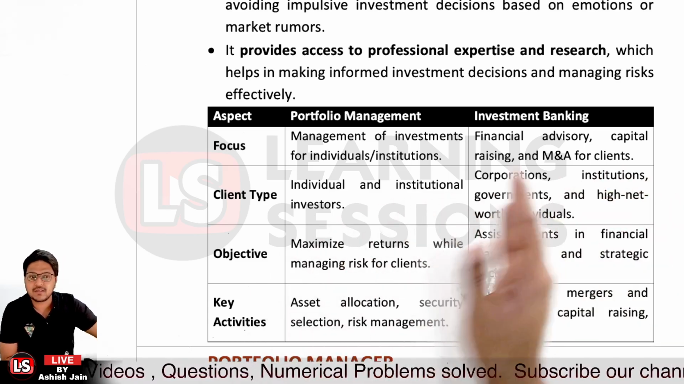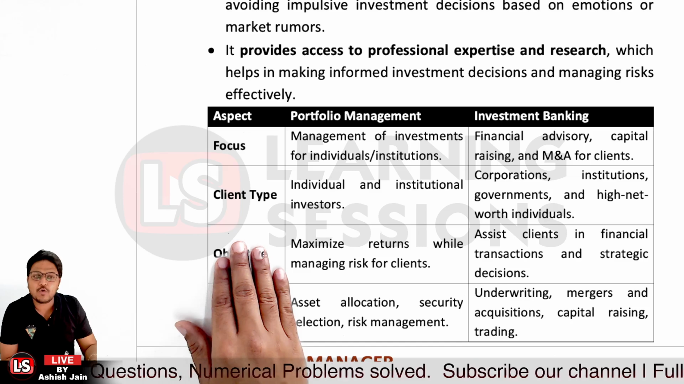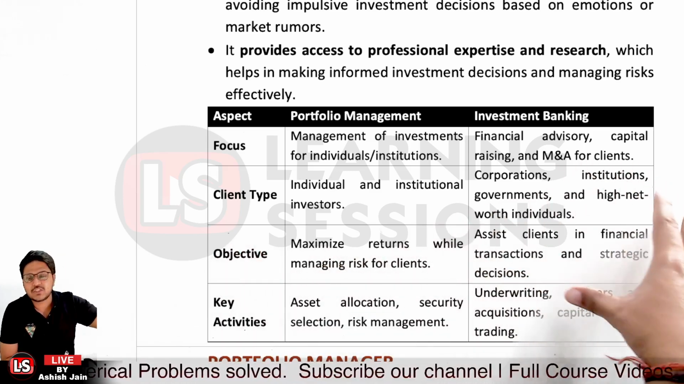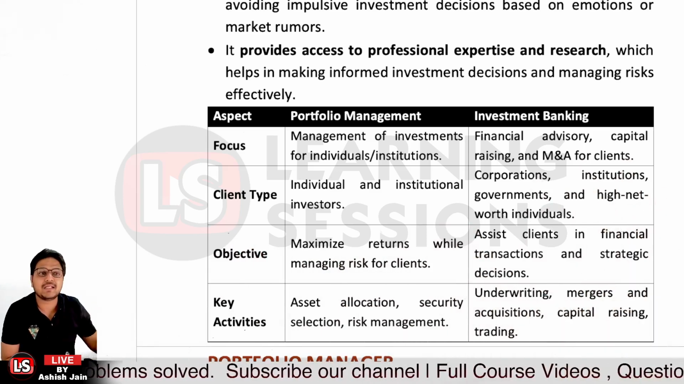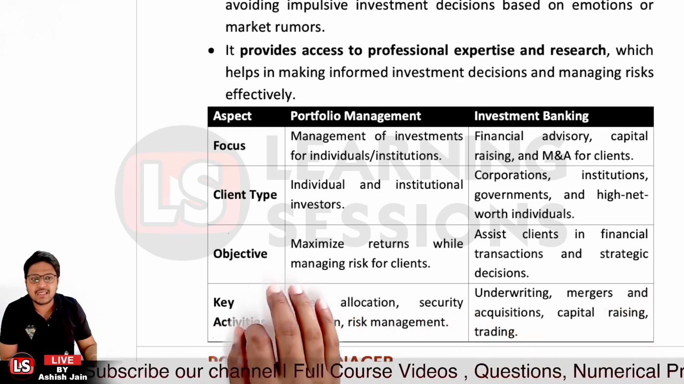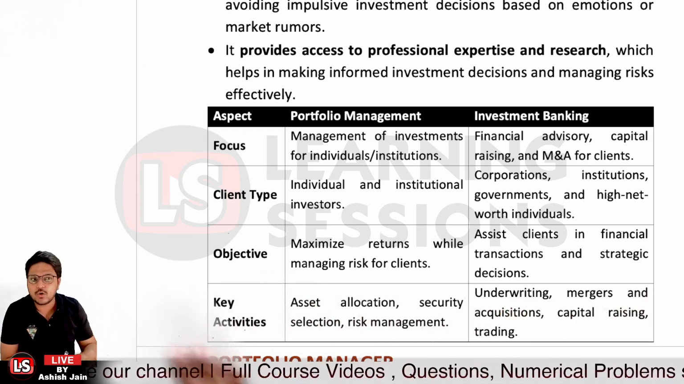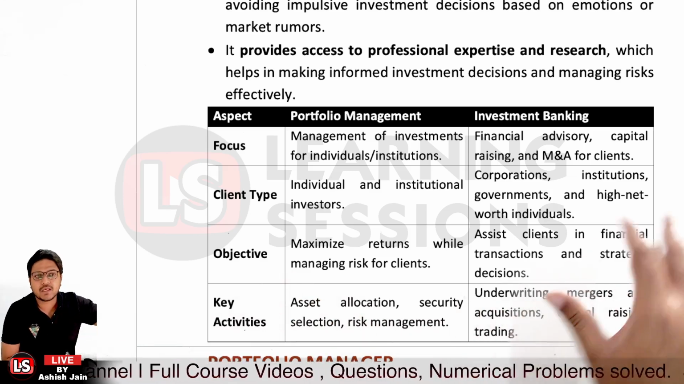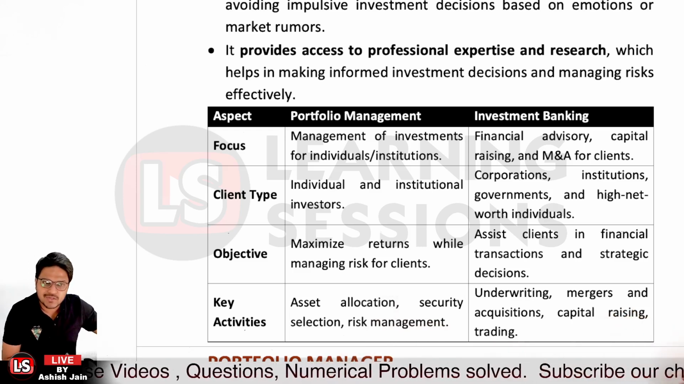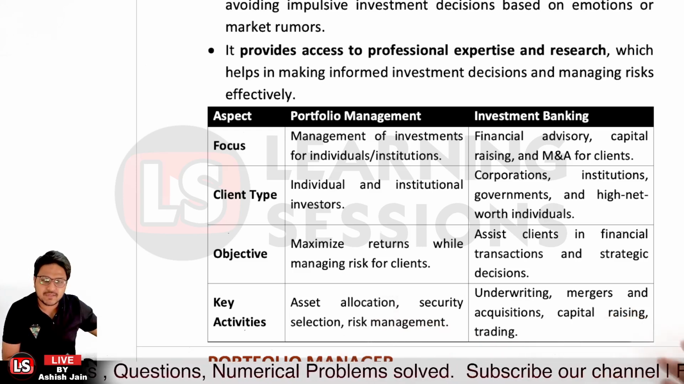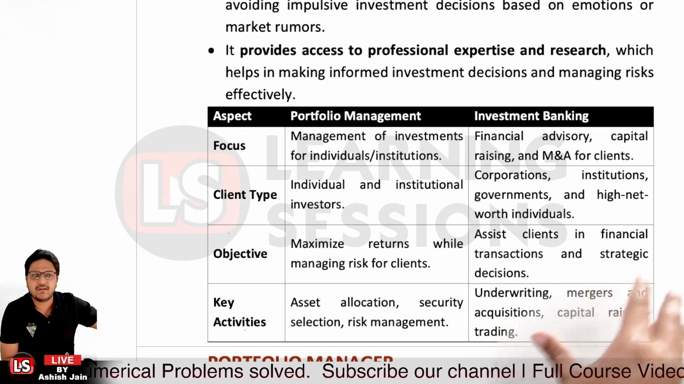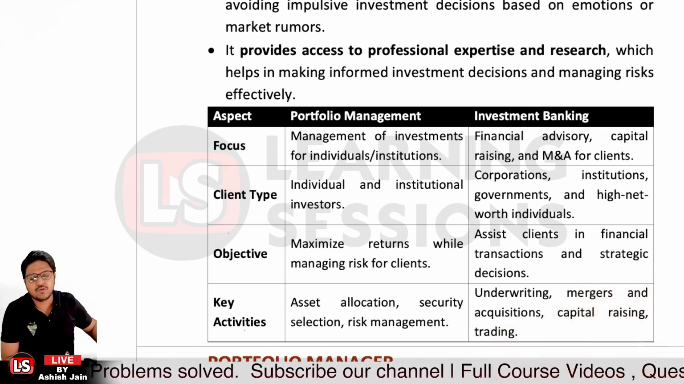Okay, so that is the thing related to it, and the objectives are related to maximizing the return while managing the risk of the portfolio. Whereas in investment banking, they are assisting their clients with financial transactions and strategic decisions, right? If you look at the key activities, in portfolio management it's asset allocation, security selection, risk management. Whereas in investment banking, it's underwriting services, mergers and acquisitions, capital raising services, or financial advising services, right? These are the key activities in the case of investment banking.